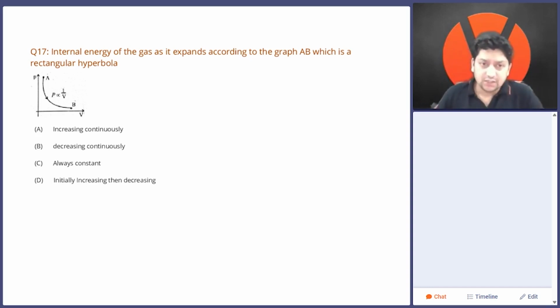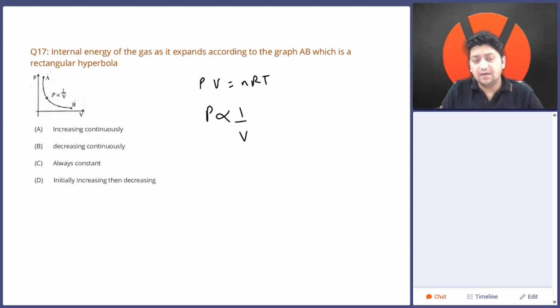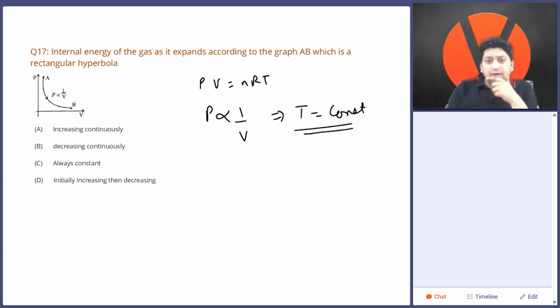Next question is about the internal energy of the gas as it expands according to the graph AB, which is a regular hyperbola. Okay, we need to just figure out what happens with the internal energy. Now we know that PV is equal to nRT, and as it is given that P and V are inversely proportional to each other here, this implies that temperature is constant. And if temperature is constant, it is an isothermal process.